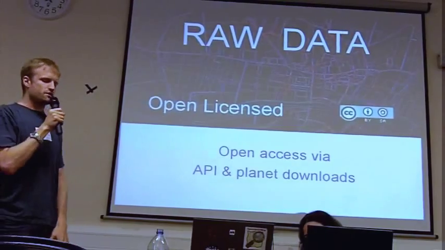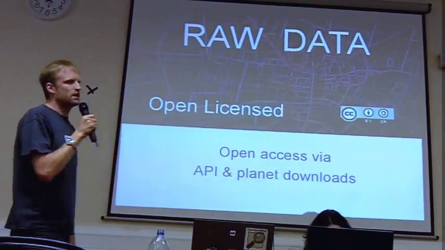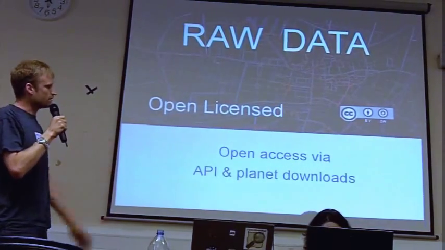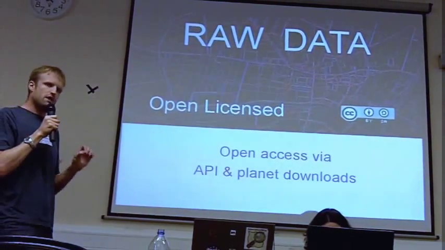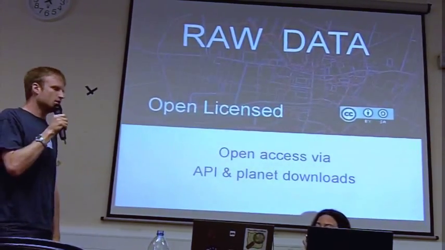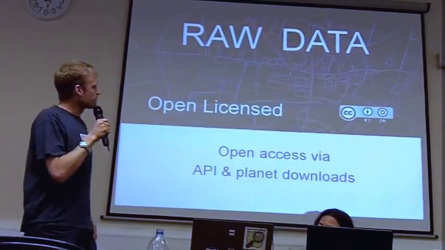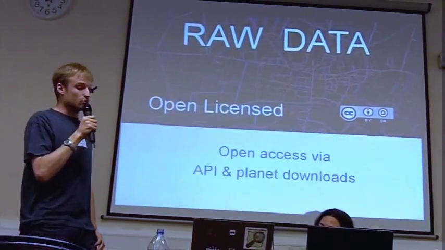And actually, raw data, as it turns out, is what OpenStreetMap is really all about. The raw data itself is open license, so releasing the Creative Commons license as well. You can access all of the underlying data that makes up the map through an API, or you can download the entire data set as a single massive download. And that's something that you won't get with Google Maps.